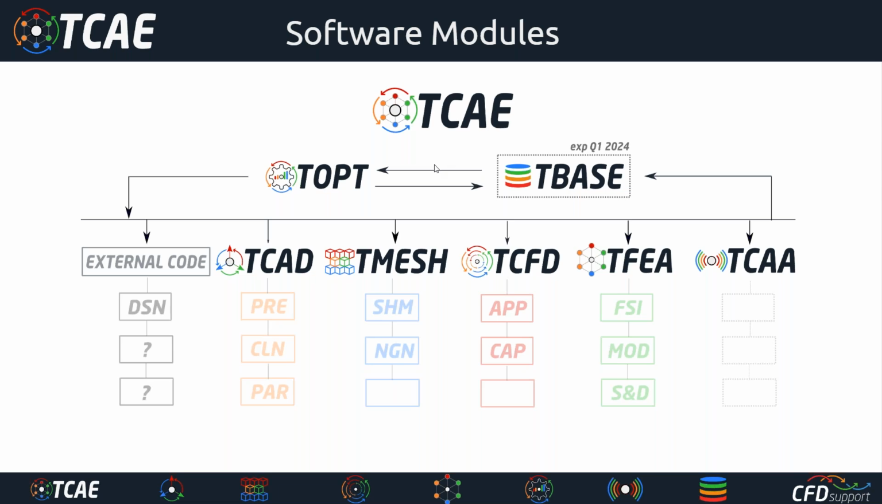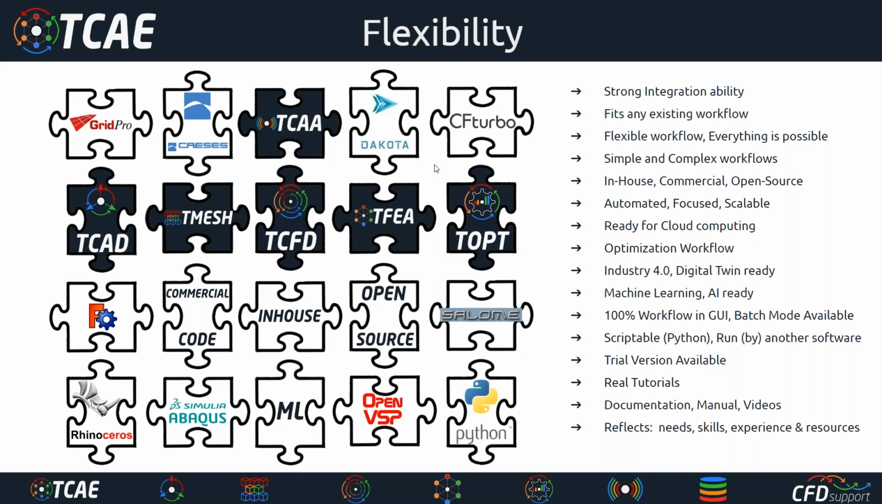You can pick the most important principle we follow: TCAE is extremely flexible, so you can use it together with other open source codes, with commercial codes, or with in-house codes. The principle is always the same. You can pick only those modules you would like to, and use pretty strong interfaces to join, merge, or connect to another software and create your workflow that fits your purpose, your goals, your experience and your resources. So that's a very important principle. TCAE is extremely flexible, and we're definitely ready to prove it.